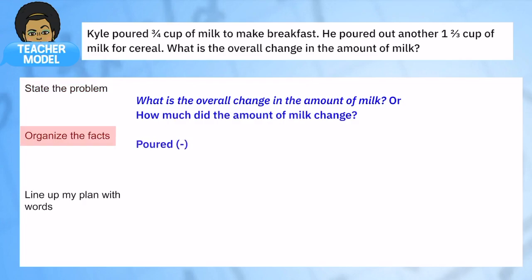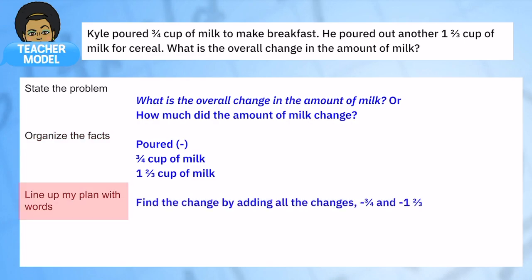So let's look at some facts here. We're going to start with the two things that happen: he's pouring milk. So we know he's losing milk, so our change is going to be negative. He poured 3/4 cups of milk and then another 1 2/3 cups of milk. So those are my facts. Those are both going to be negatives because they're a loss. They represent a pouring.